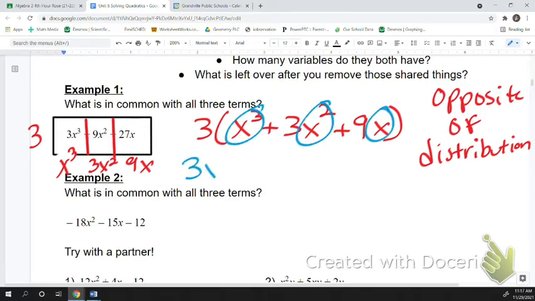So now it would be 3x. What would that first term be? X times what gets me x cubed? X squared. Three x times what gets me 3x squared? X. And 3x times what gets me 9x?